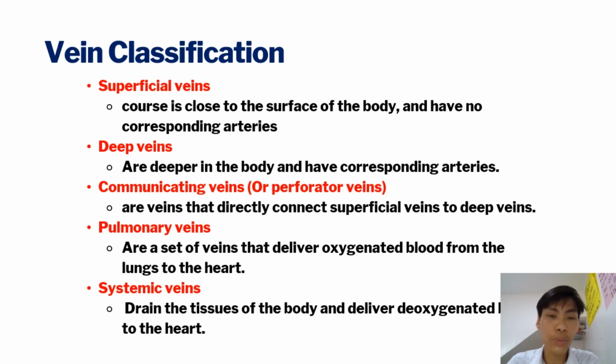We also have pulmonary veins. These are the set of veins that deliver oxygenated blood from the lungs to the heart. And we also have systemic veins. The systemic veins drain the tissues of the body to deliver the deoxygenated blood to the heart.